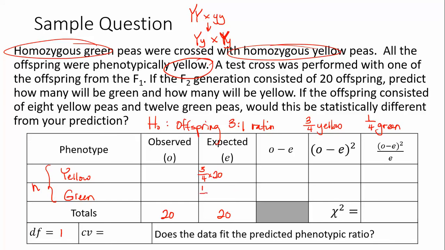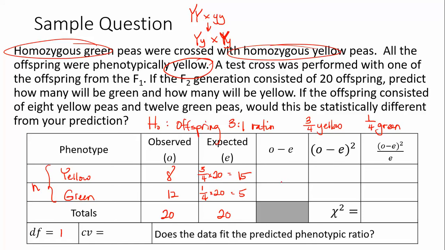And then for the green, it's 1/4 times my total. And when I do that math, I'm going to get 15 and 5 as my expected values for yellow and green. Now they give us some data. They said if the offspring consisted of 8 yellow peas and 12 green peas, would this be statistically significant from your prediction? Or statistically different. All right, so our observed values are 8 and 12. Keep in mind, this total adds up to 20 in both the expected and the observed columns.